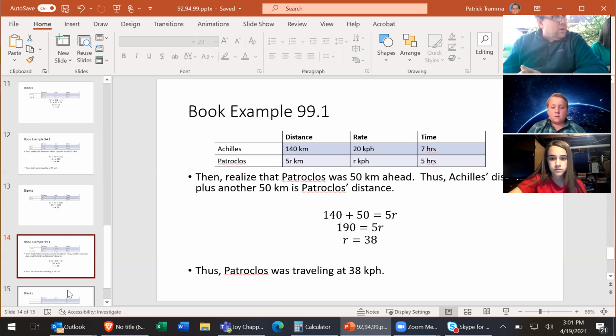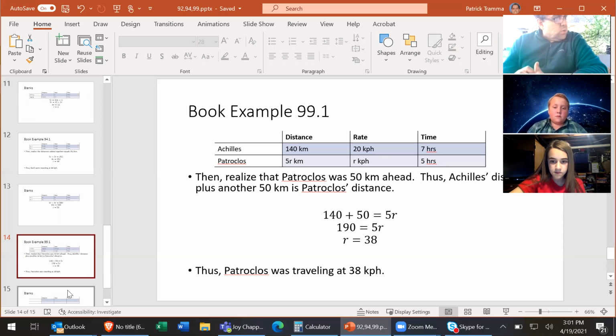Okay. Patroklos left 2 hours later at 10 p.m. So how long is from 10 to 3? So 11, 12, and then 1, 2, 3. So it's 5 hours. Okay. You see how we get the time? See how we get the time there, for both of those? Yeah. Okay.